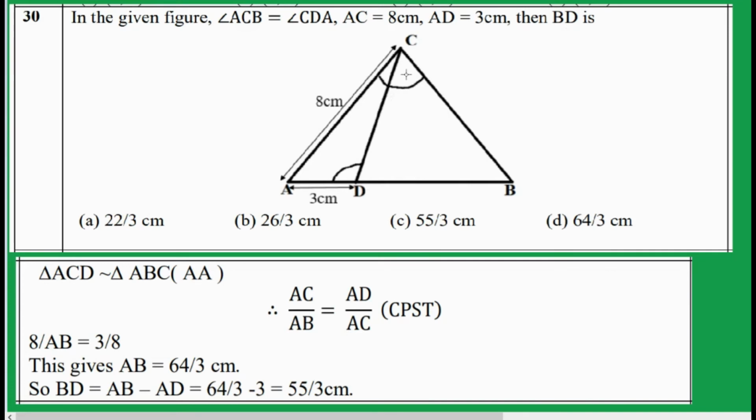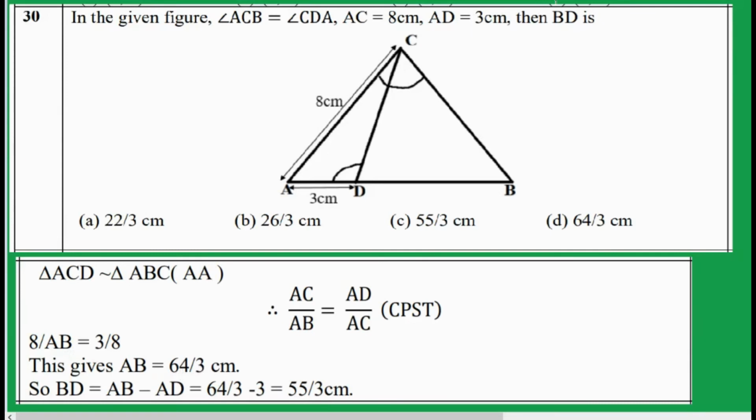As we know that these two triangles, ACD, this triangle, and ABC are similar to each other as per angle similarity. If the two triangles are similar, then AC by AB will equal AD by AC, corresponding parts of similar triangles. So we know AC, which is 8, AB we don't know, we have to find, is equal to 3 by 8. So when we do the cross multiplication, AB will become 64 by 3.